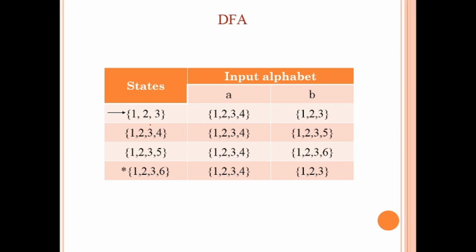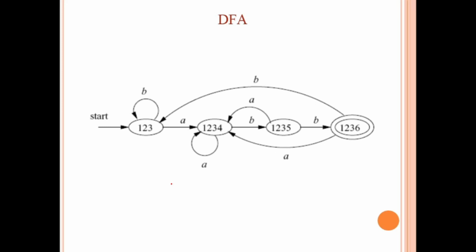And the accepting states are those containing the position for the end marker symbol, that is hash. Again, if you remember our syntax tree, in that hash symbol is present at the position number 6, and that's why the state which consists of position 6 will be the accepting state. So in our case it is 1 2 3 6, so this state will be an accepting state. From this transition table we can construct a transition diagram, which is like this. This is how we can convert the regular expression into a DFA by using a direct method.